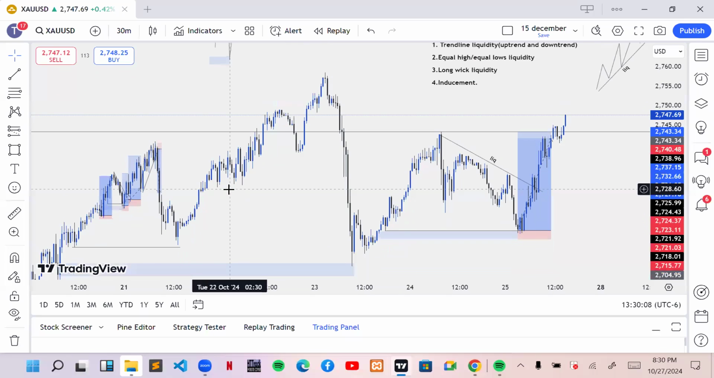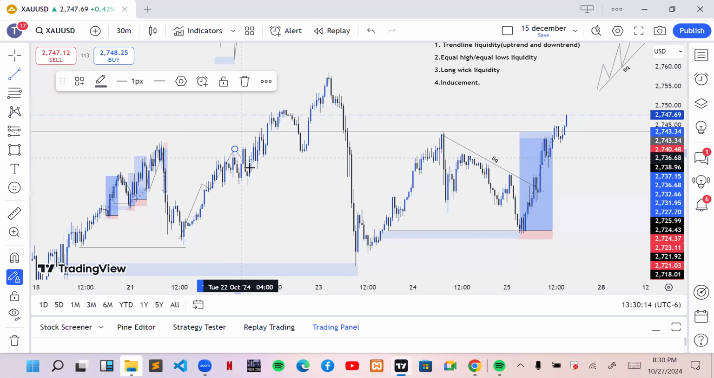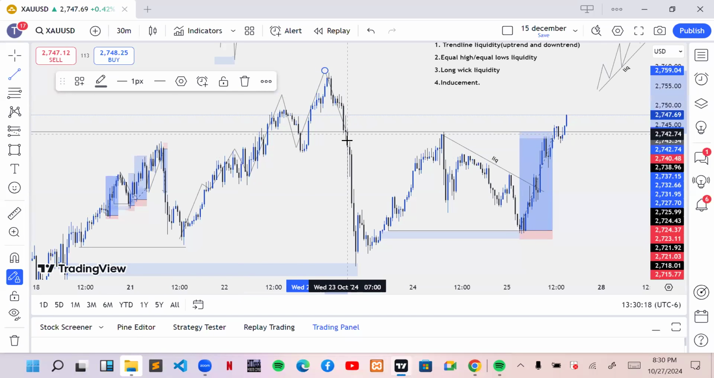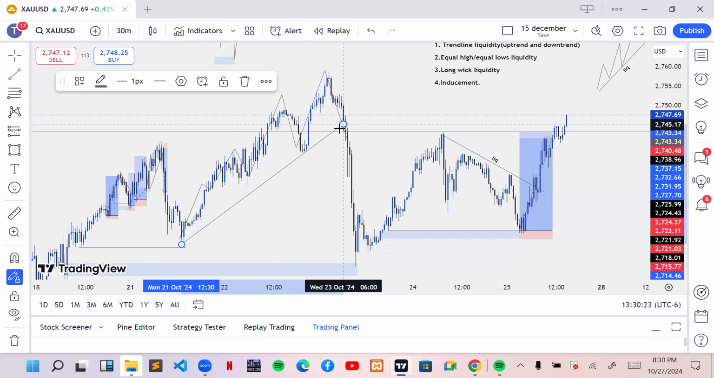Pay attention here. There's trend line liquidity here. Market was on an uptrend, making a series of higher highs and higher lows. Then eventually when market started selling, this is trend line liquidity. It means that liquidity lays under this entire zone. So anybody taking a buy here will be taken out.